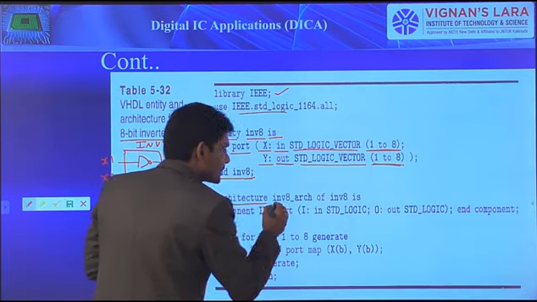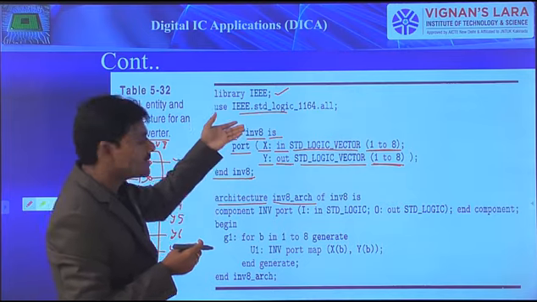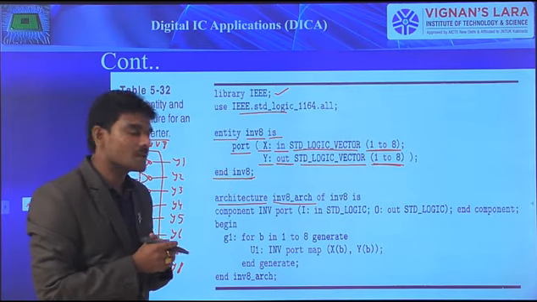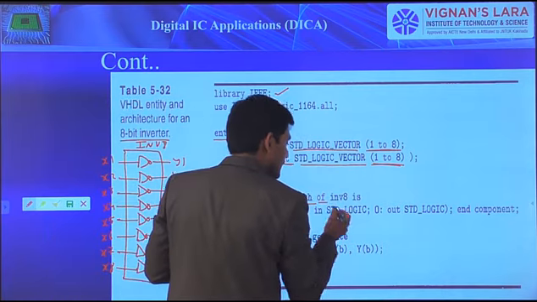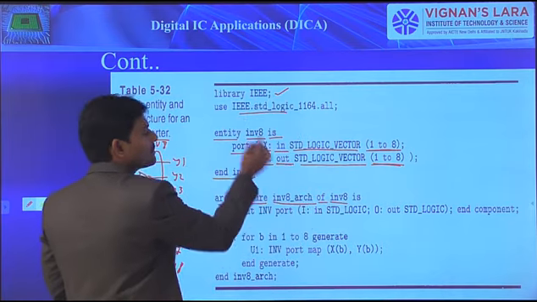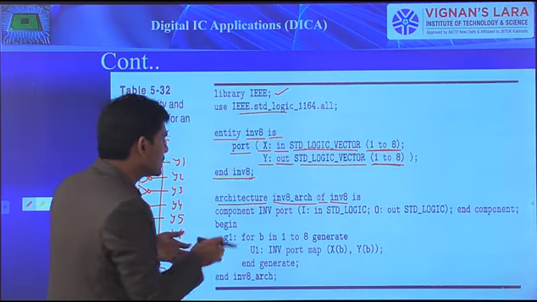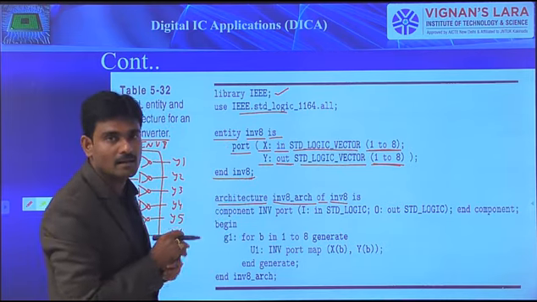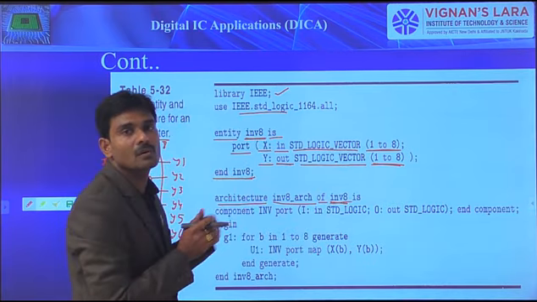It starts with the keyword architecture, then the architecture name. That is a common practice: whatever the entity name, in addition to that we mention underscore arc. Of is a keyword, then inverter 8. The entity name must be the same, then only the compiler comes to know that this architecture belongs to this particular entity. Because of that, whatever is mentioned over here, the same entity name must be mentioned over there.